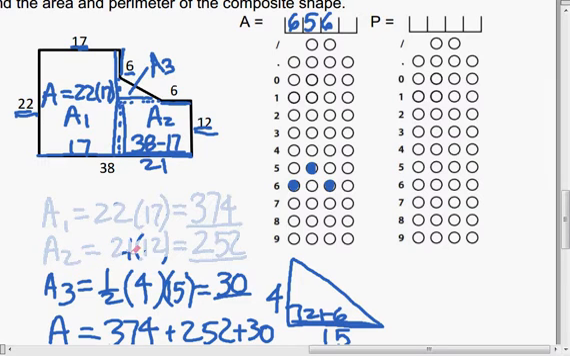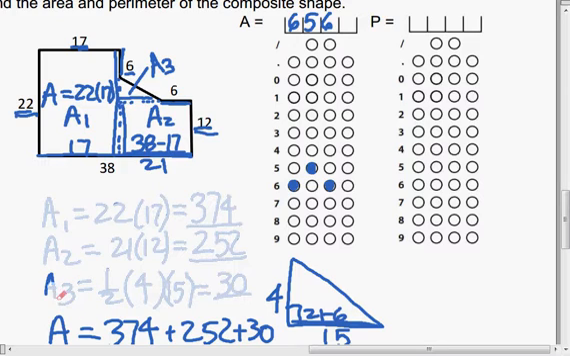And I've got most of what I need for my perimeter. If you look around, you've got every side except the hypotenuse of that triangle. So most of you should be thinking, and hopefully most of you are thinking, we're going to use the Pythagorean theorem.